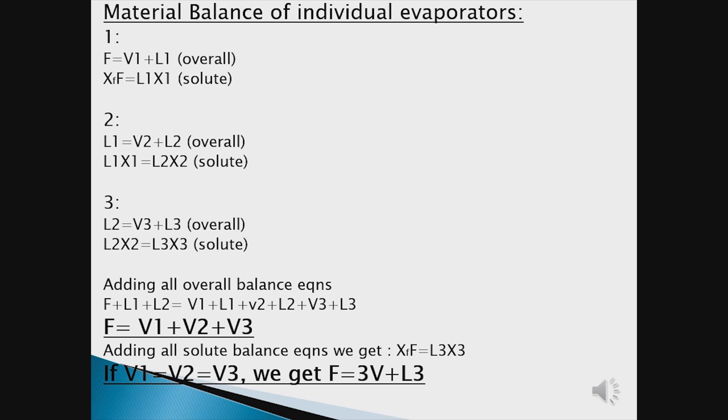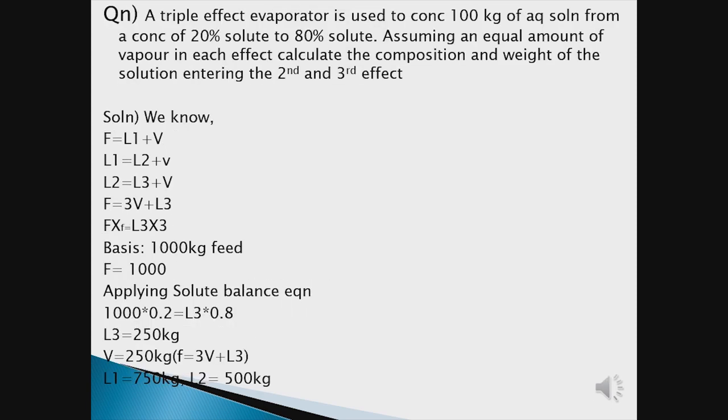Okay, now discussing a problem about this triple effect evaporator. The question is: a triple effect evaporator is used to concentrate 100 kg of aqueous solution from a concentration of 20% solute to 80% solute. Assuming an equal amount of vapor in each effect, calculate the composition and weight of the solution in the second and third effect. So let's try the solution.